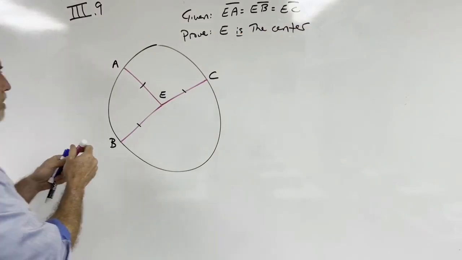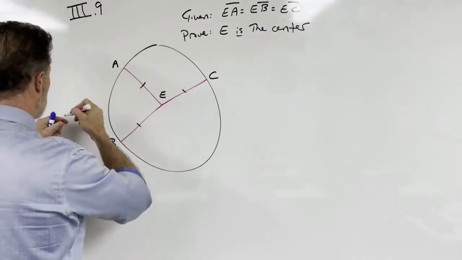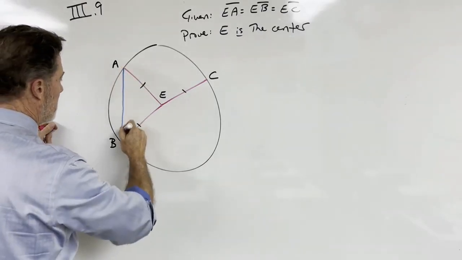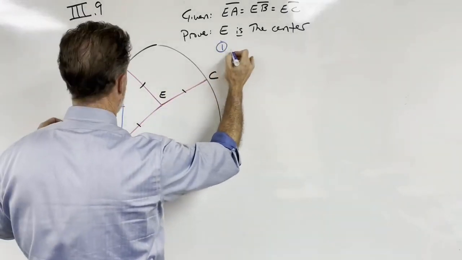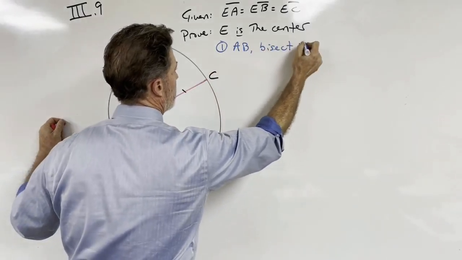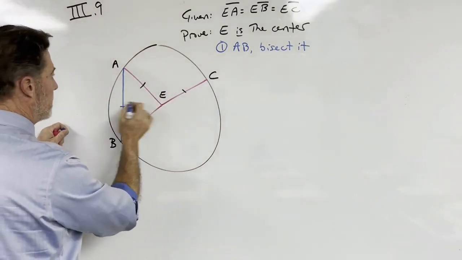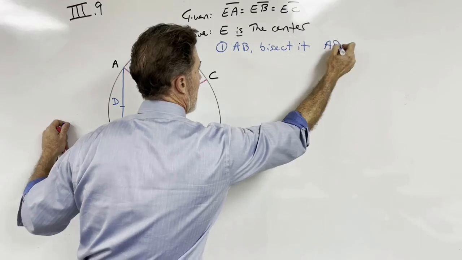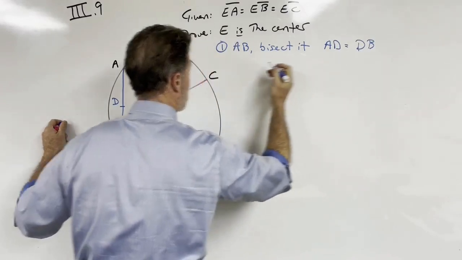So the first thing we'll do is connect AB. Let's maybe do this in blue. So let's connect AB and bisect it, and we'll call this new point of bisection D. So we're going to make AD equal to DB because it's been bisected.